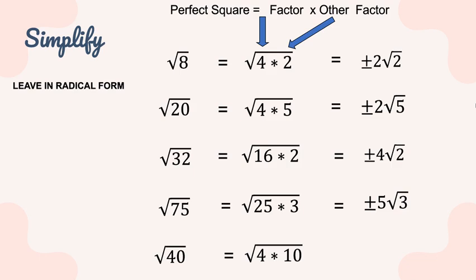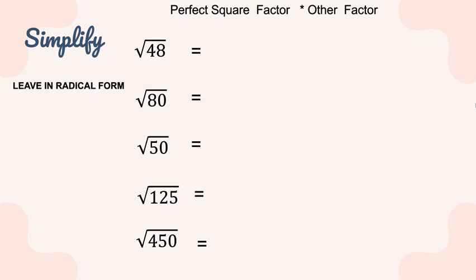I can take the square root of 4, that's plus or minus 2. There is no perfect square that goes into 10, so I have plus or minus 2 times the square root of 10, and that is equal to the square root of 40. Okay, trying it again. I would recommend pausing the video and seeing what you could do here as we go down the list. Okay, 48.